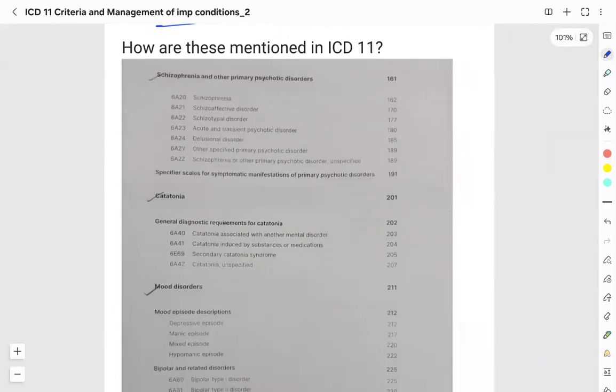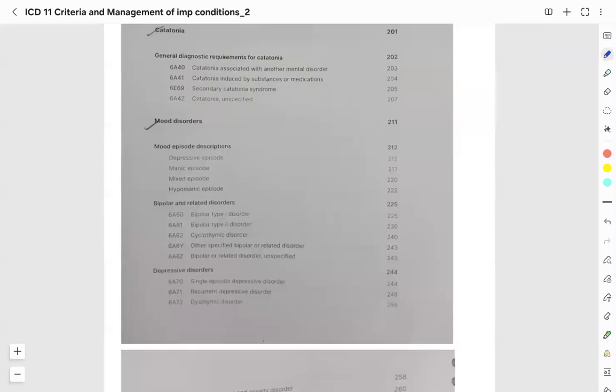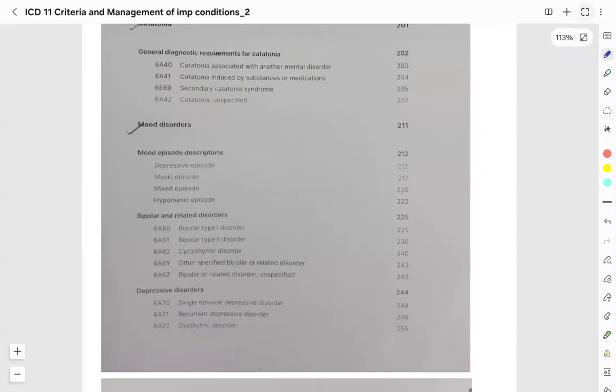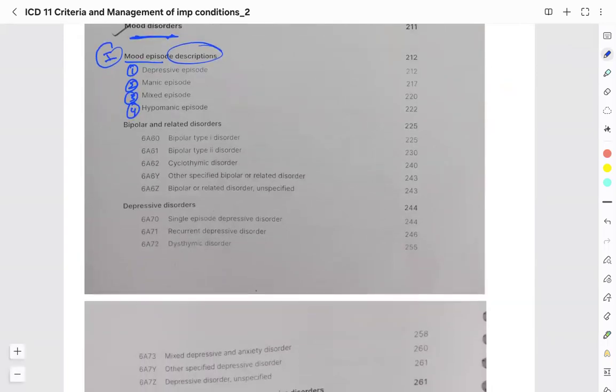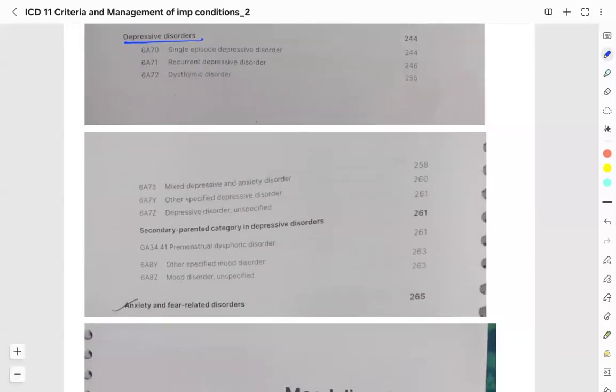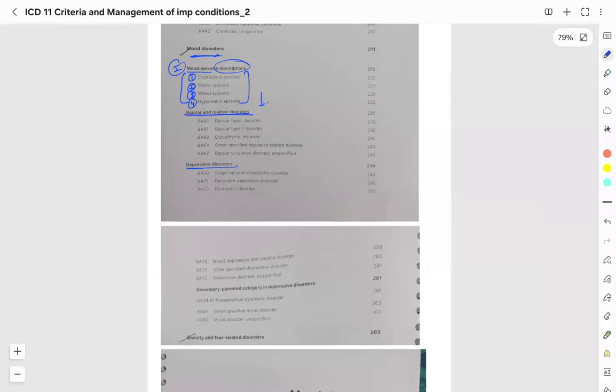So how are these mentioned in ICD-11? This is the printout of the ICD-11 I took and just took the picture of that. It is given under mood disorders, and initially what they have done is described mood episodes in ICD-11. They described depressive episode, manic episode, mixed episode, and hypomanic episode, and then they go on to describe the disorders according to these episodes. So you have bipolar and related disorders, you have depressive disorders.